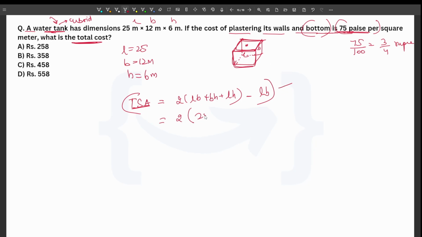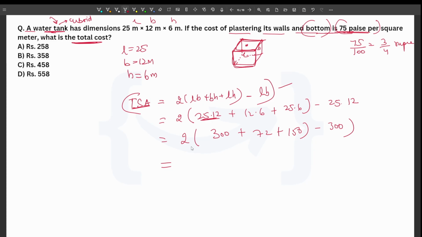So simple: 25 into 12 plus 12 into 6 plus 25 into 6, minus 25 into 12. Multiplying, 2 into this would be 300 plus 12 into 6 would be 72 plus 25 into 6 would be 150, minus 300. This equation is pretty big, so I already solved it for all of you so that we won't waste a lot of time.